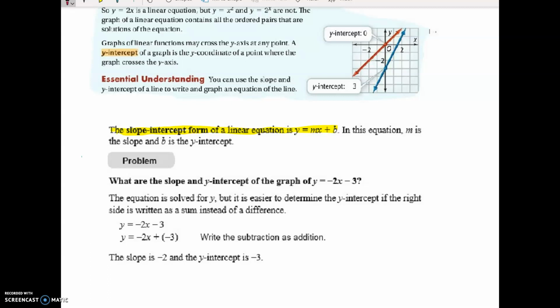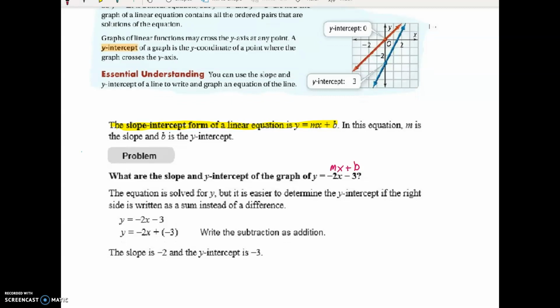Remember, it has to follow the formula. So it has to follow, here's my m, x, plus my b. Well, in this case, it's minus, but you get the idea. So the -3 is in the place value of where the b is. The -2 is where the m is. So we just want to be able to identify those pieces in an equation.